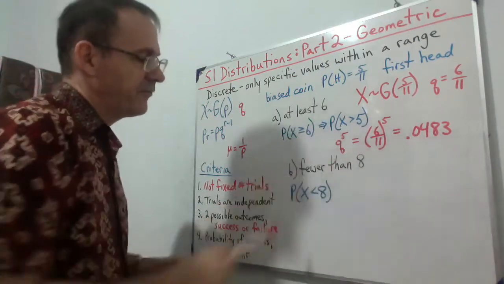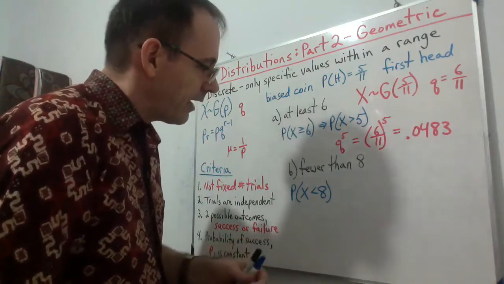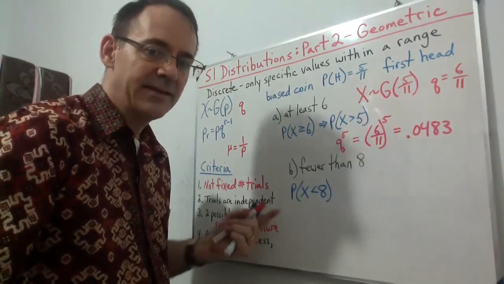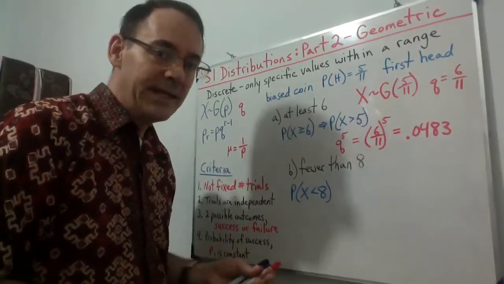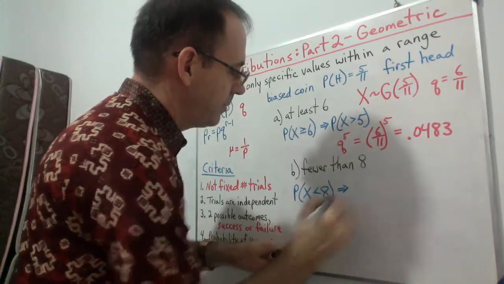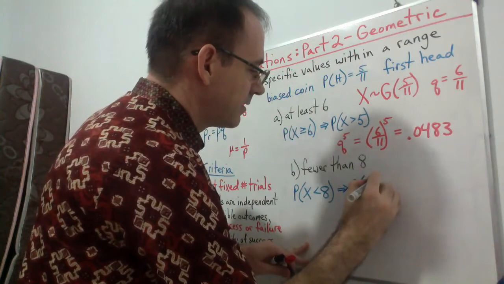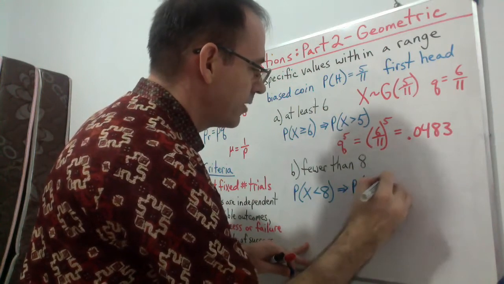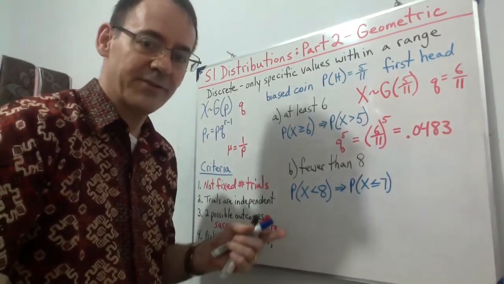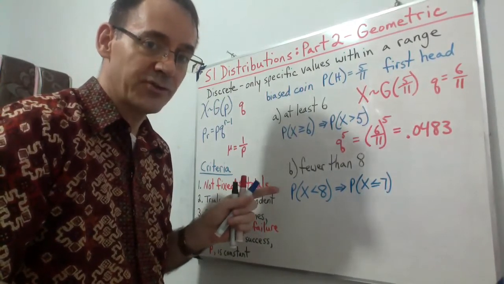Okay? Then fewer than 8 is going to be the probability that x is less than 8, meaning that we can restate this as the probability that x is less than or equal to 7. Less than or equal to 7. If it's less than 8 and this is discrete, then it's less than or equal to 7.